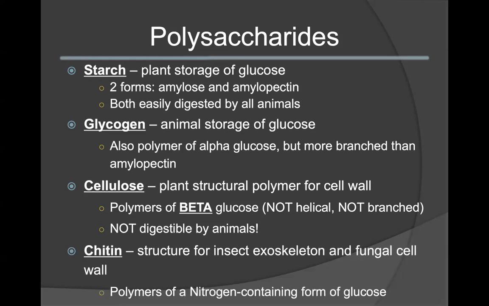Chitin is a structure that is important for the insect exoskeleton and also is an important component in the cell wall of various types of fungi. This is also based off of beta-glucose, but this is a polymer that consists of a nitrogen-containing form of glucose. This chitin structure is digestible by most animals, and this is because we do have an enzyme called chitinase that could help us digest this material.